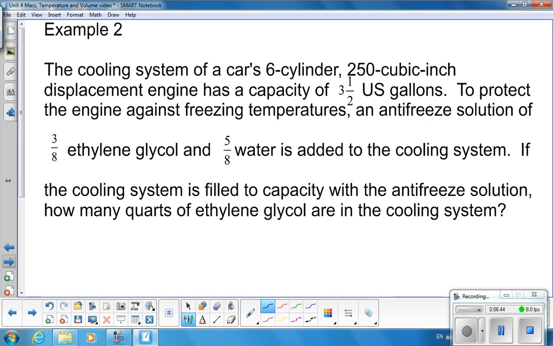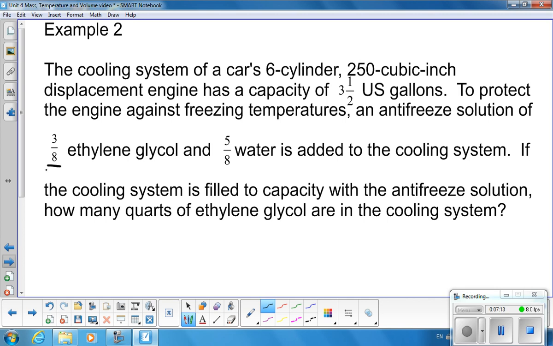The cooling system of a car's 6-cylinder, 250 cubic inch displacement engine has a capacity of 3.5 US gallons. To protect the engine against freezing temperatures, an antifreeze solution of 3/8 ethylene glycol and 5/8 water is added to the cooling system. If the cooling system is filled to capacity with the antifreeze solution, how many quarts of ethylene glycol are in the cooling system?